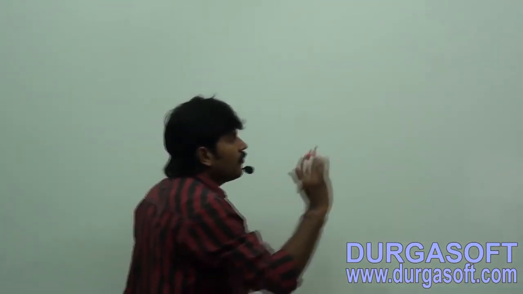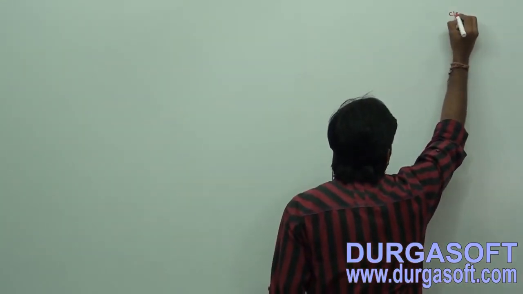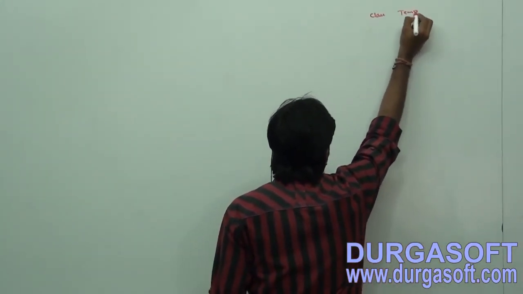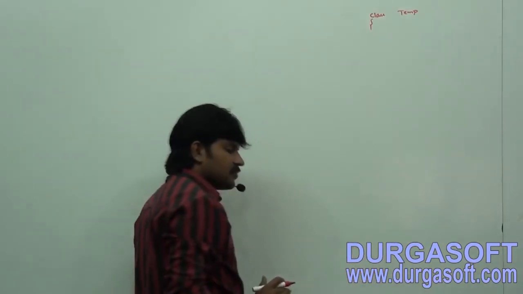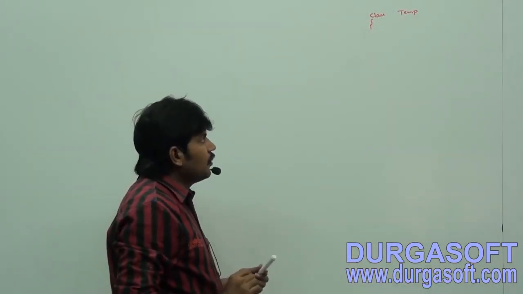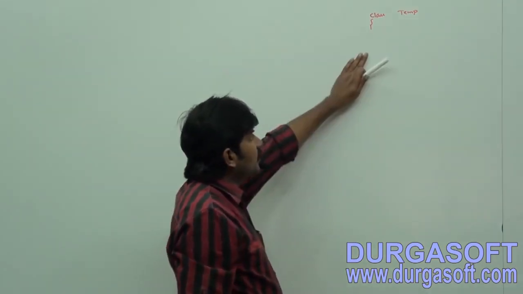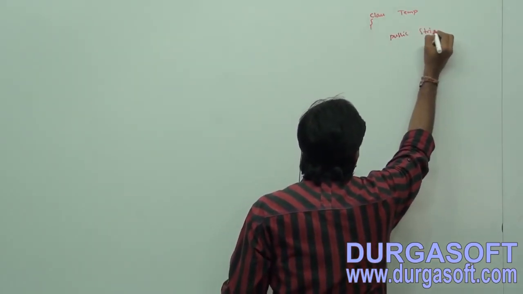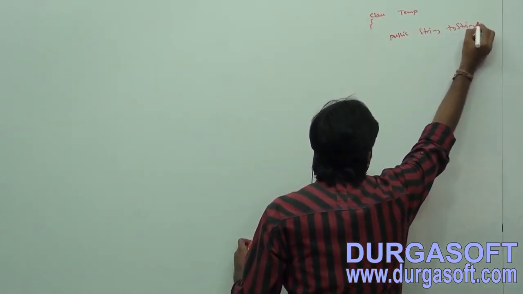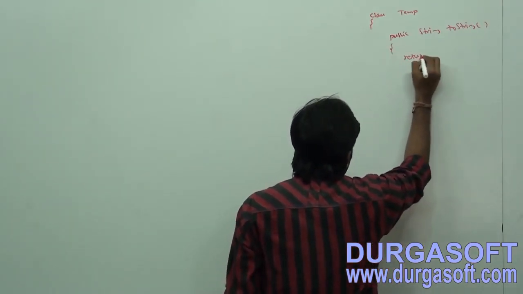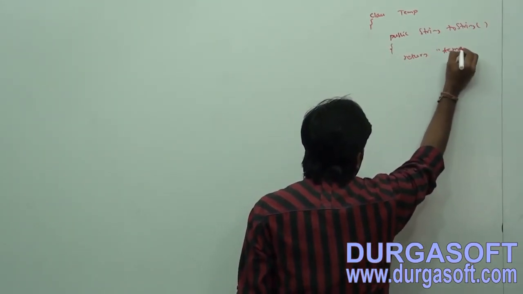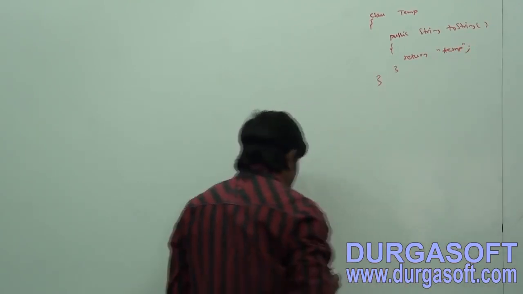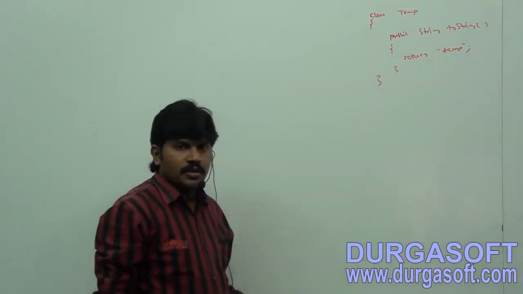But before that, let me take one simple class. I am taking class Temp. Here, whenever we are trying to print a Temp object, internally which method will be called? The toString method. Have you remembered? Let me override the toString method: public String toString, return "temp".